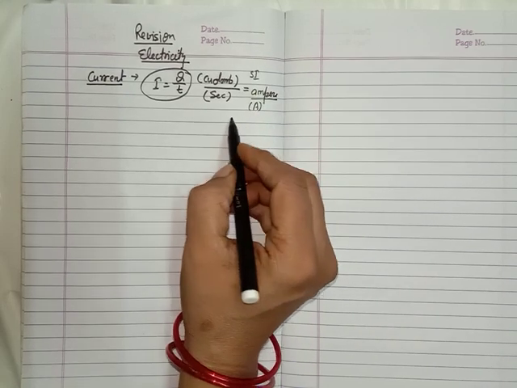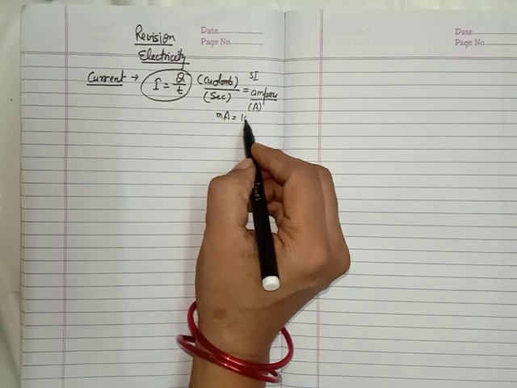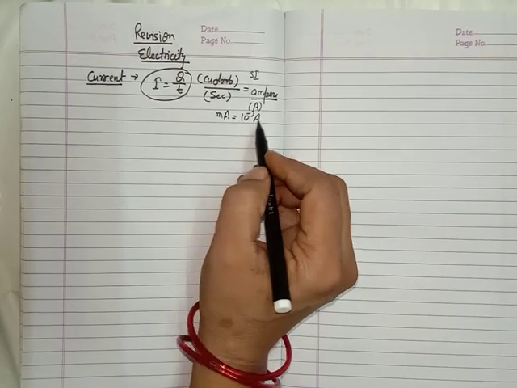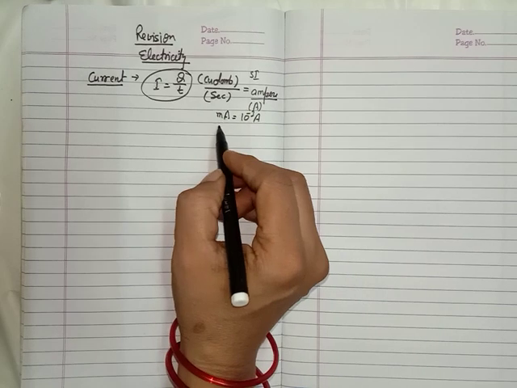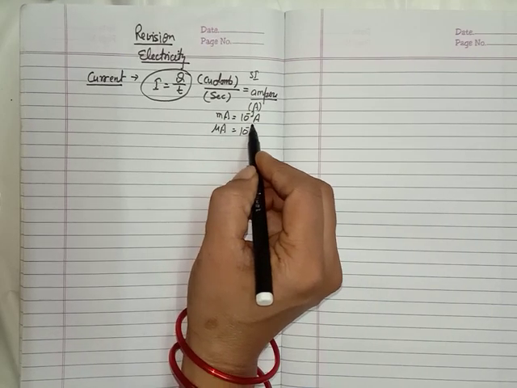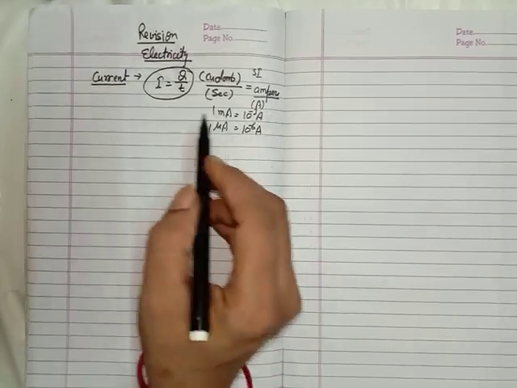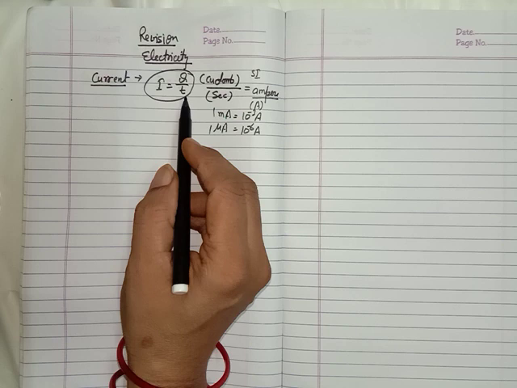For smaller units we use the milliampere. 1 milliampere is equal to 10 to the power minus 3 ampere. We can also use another unit like the microampere. Microampere means 10 to the power minus 6 ampere. Now this is the SI unit of current and this is the formula for the current.